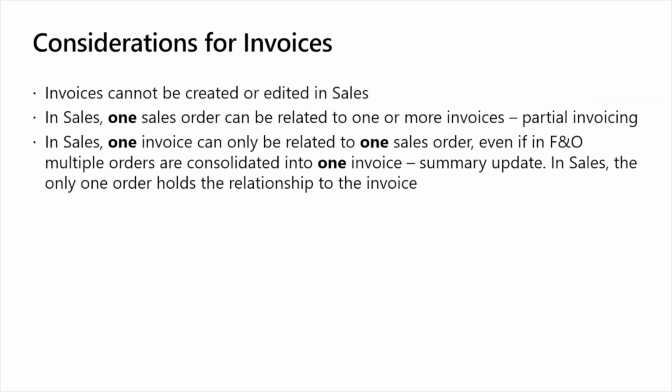The summary update scenario, or a scenario where you have multiple sales orders that need to consolidate under one invoice. For this scenario, the data will flow as expected from invoicing and reflect the invoice in sales accurately. Just with one exception here, which is the relationships to those orders. It will only hold the relationship to the invoice on one of the orders, so not all of those orders will have the relationship to that invoice.